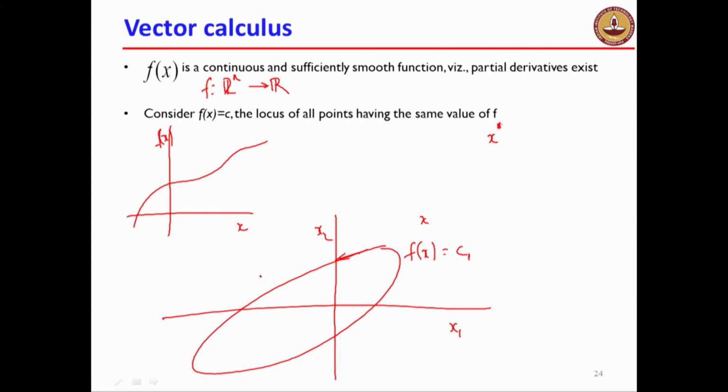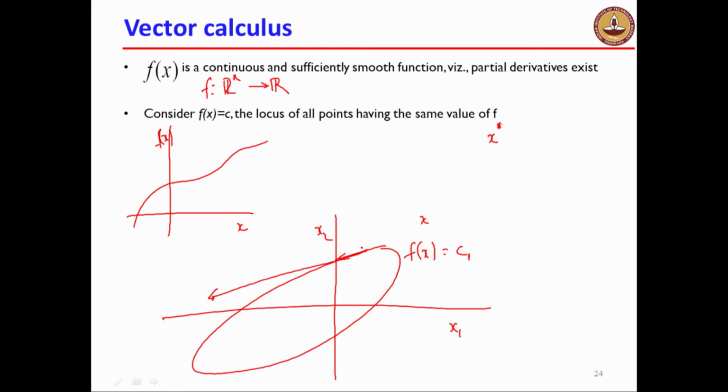For instance, if I go all along over here, this point corresponds to some other point for which f of x is not equal to c1. But if I go a very, very small distance along the tangential direction, the value of the function does not change. If you recall, you have also seen this in physics. Along these points, the value of the function does not change. The velocity or the speed is along the tangential direction.